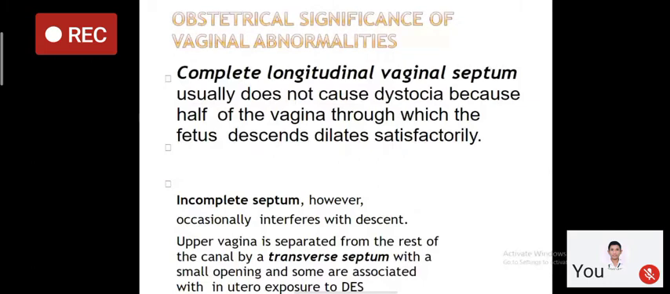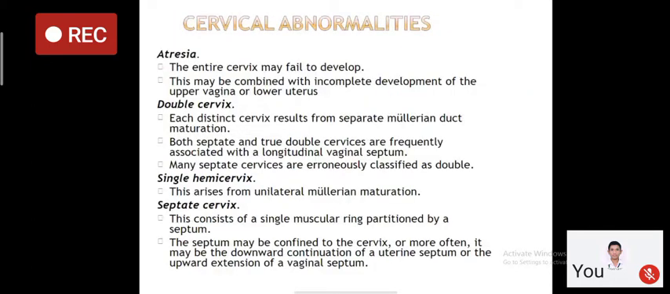Obstetrical significance of vaginal abnormalities: a complete longitudinal vaginal septum usually does not cause dystocia because half of the vagina through which the fetus descends dilates satisfactorily. Incomplete septum, however, occasionally interferes with descent. The upper vagina is separated from the rest of the canal by a transverse septum with a small opening, and some are associated with in utero exposure to DES.